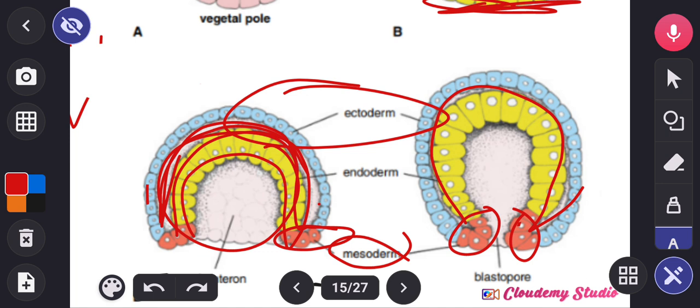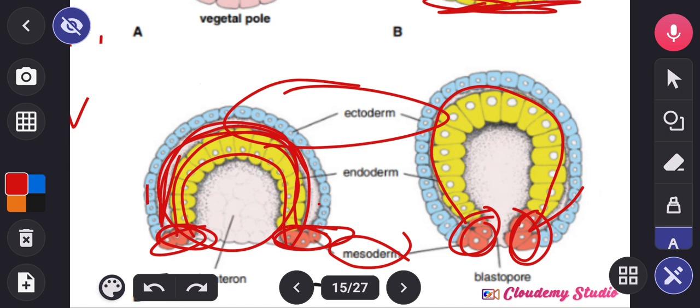Now see, the presumptive material of the mesoderm firstly lies at the rim of the cup shape. You see that it is lying at the rim of the cup shape, at the outer layer of the cup shape. But very soon, they will move inward. That is what we refer to as what? Inward movement of cells, also known as involution.